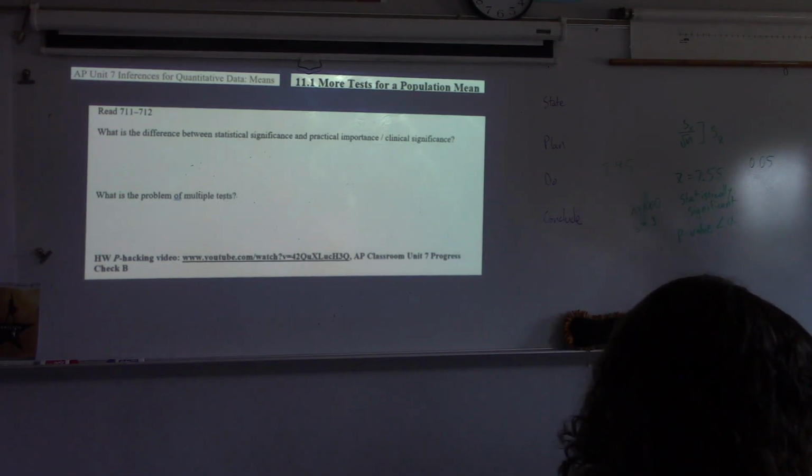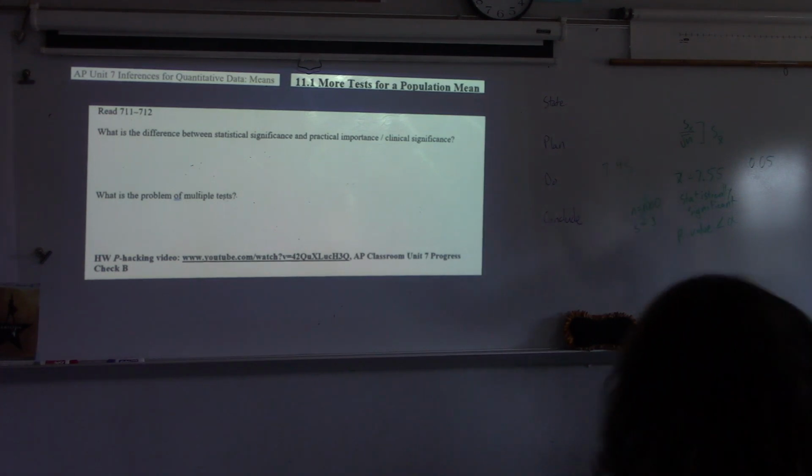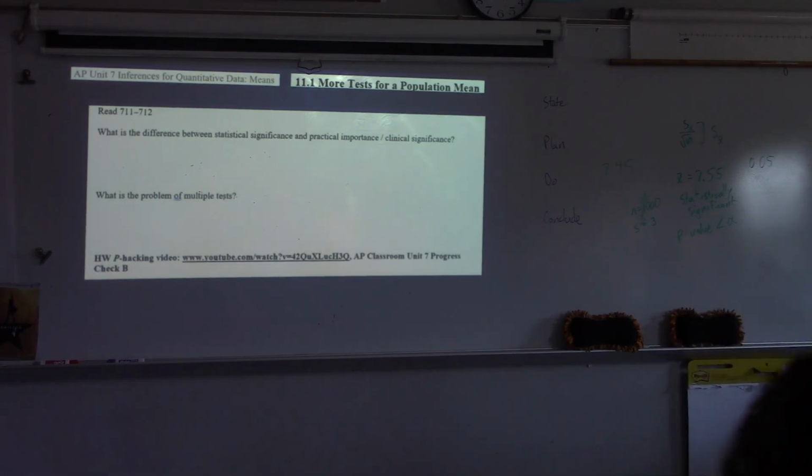So I can keep running tests until I find one that fits the data. I assume, hopefully, in history and in science classes, you've talked about people who kind of fudged the numbers or kept running tests until they found strong enough evidence for what they wanted. That's what they did, right? They ran multiple tests until they got one case that worked. But if I have one case that works and like 300 that don't, is that really statistically significant? Is it practically important? No. And so be wary of study designs that run multiple tests. So, statistical significance versus practical importance.